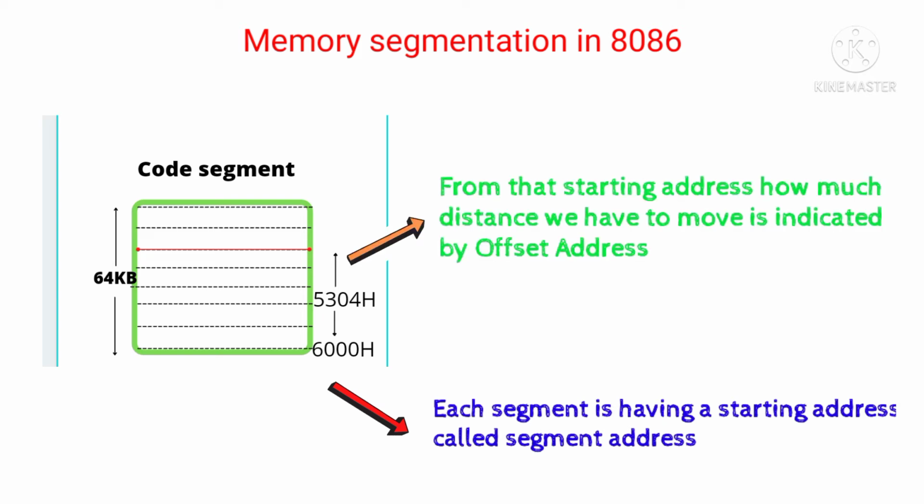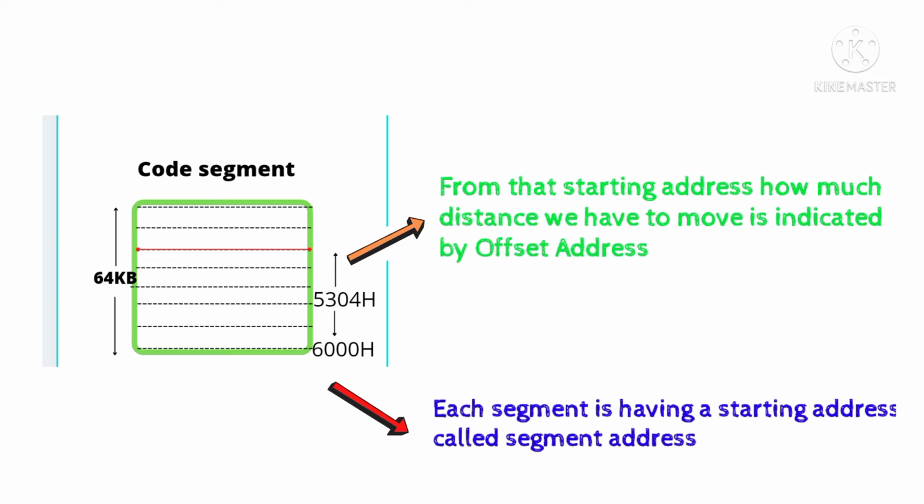One more address is there that is called offset address. If we want to access the content in a particular location, here it is indicated by a red line from the code segment, how much distance we have to move from the starting address to that particular location is called offset address. In this example, the distance from the starting address 6000H to that particular location, which is indicated by the red line, is 5304H. So here 5304H is called offset address.